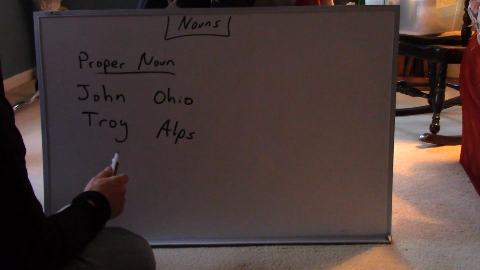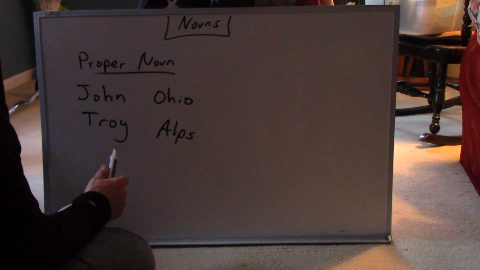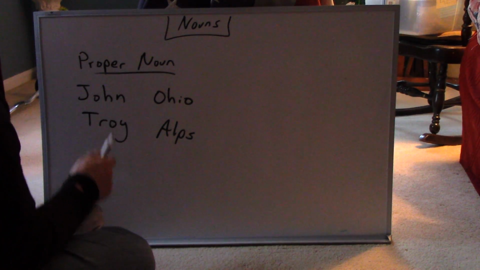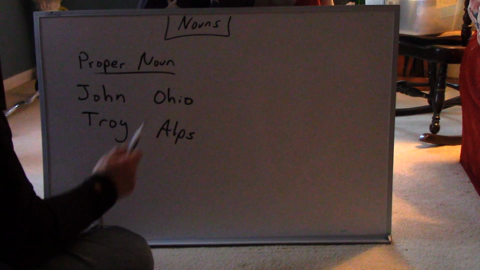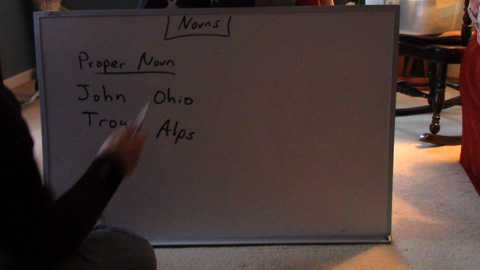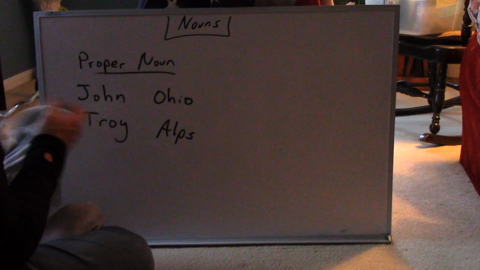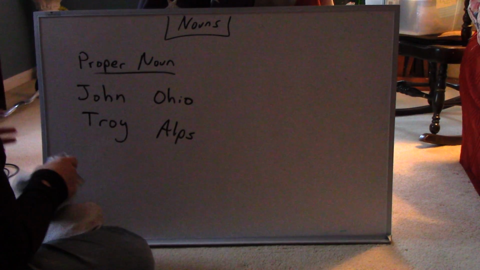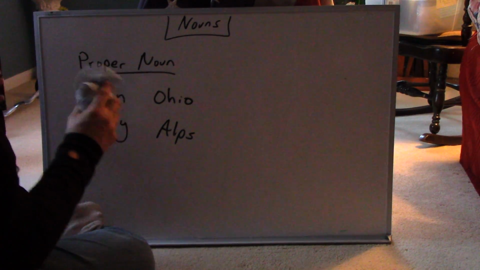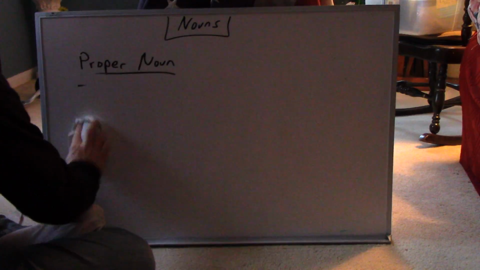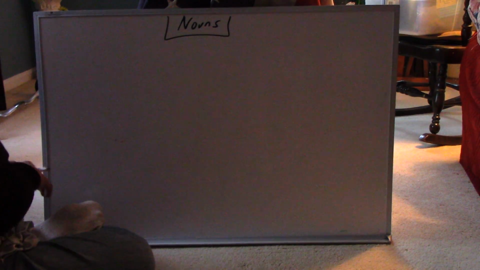So there's a person, a specific person, not just a person. Troy, a specific ancient city. Alps, a specific mountain range. And Ohio, a specific state. So a proper noun is a specific thing. A specific person, place, thing, or idea. Okay? And usually it's capitalized, of course.